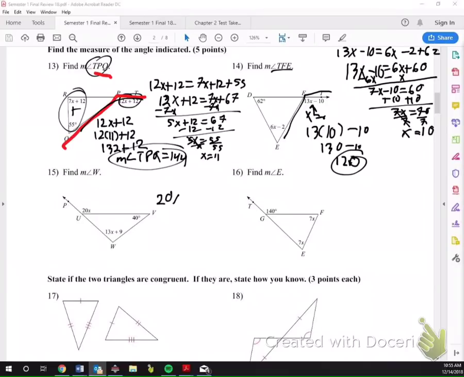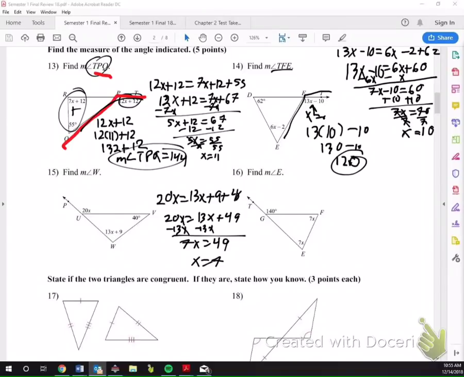Same idea for number 15. 20x equals 13x plus 9 plus 40. 20x equals 13x plus 49. Subtract 13x from both sides, we get 7x equals 49. Divide both sides by 7, we get x equals 7.